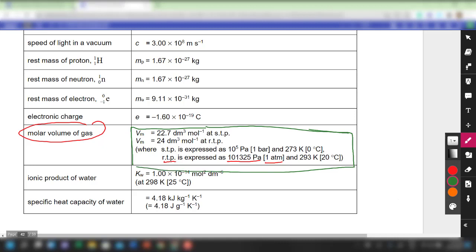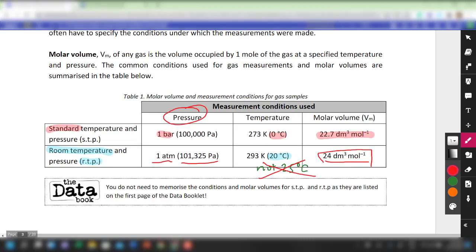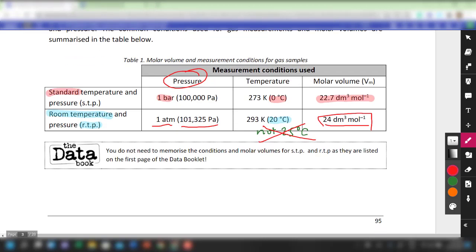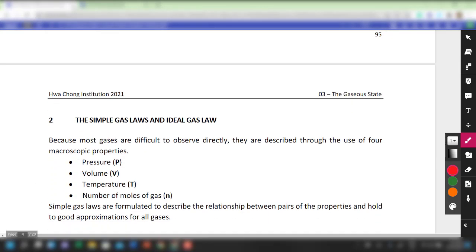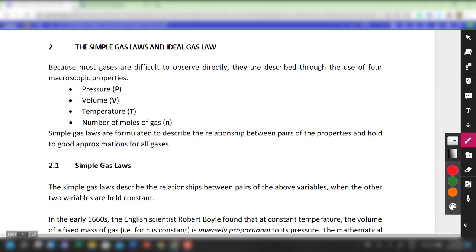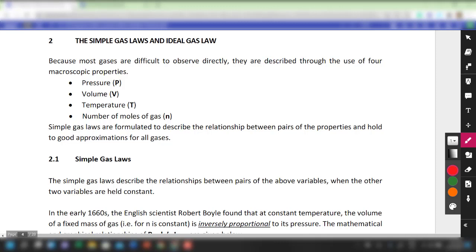But if not, just flip to the second page of your data booklet and all the data are given to you. So there isn't a need to memorize them. Just take note of it. Okay, so we'll move on to section 2, simple gas laws and the ideal gas law.